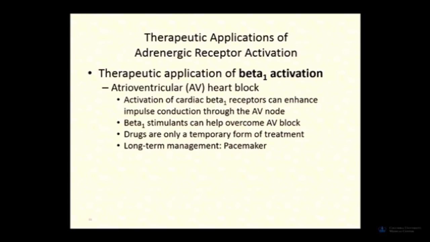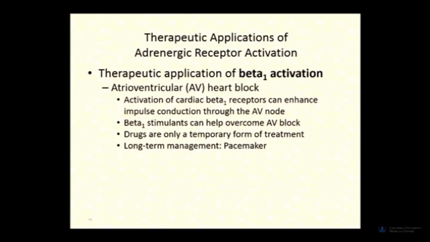Okay. Beta 1 activation is also used to treat AV heart block. So the heart has these autorhythmic cells, these cells that maintain heart rate. The first group of cells are in what we call the SA node. And then the next group of cells are at the very center of the heart called the AV node. Okay? And stimulation of the AV node is necessary for the stimulation of the ventricles.